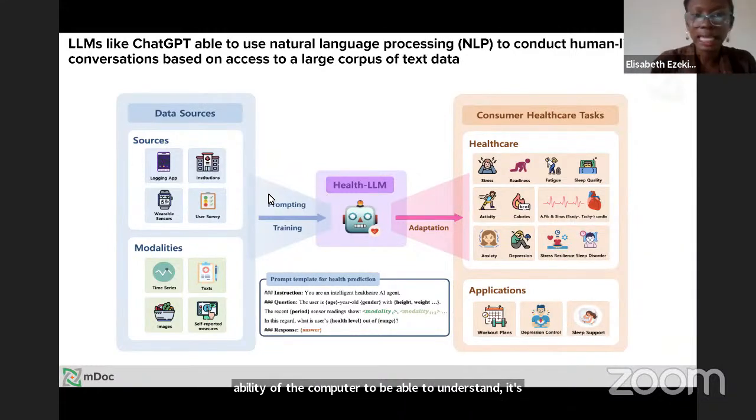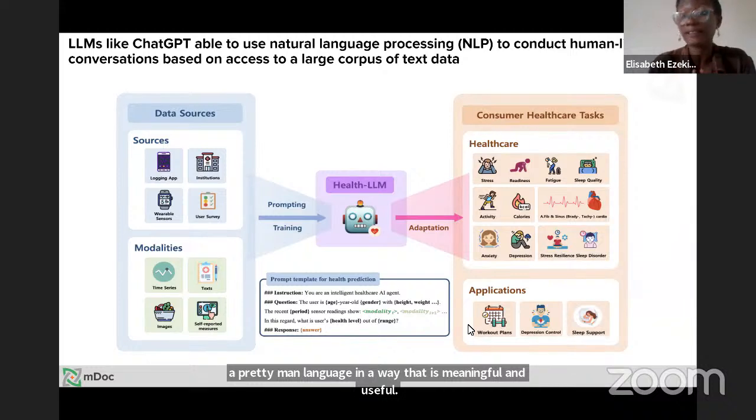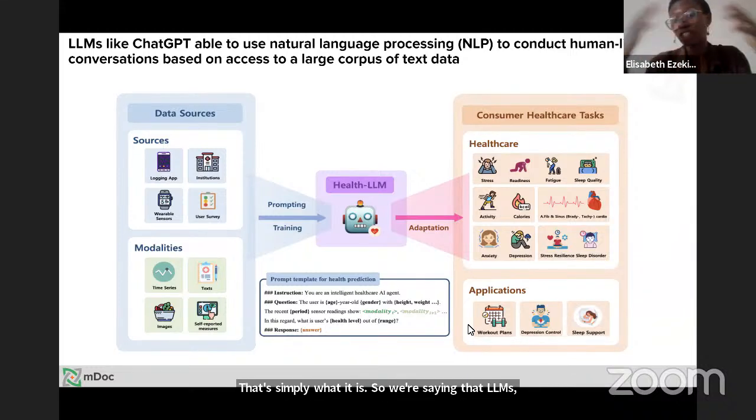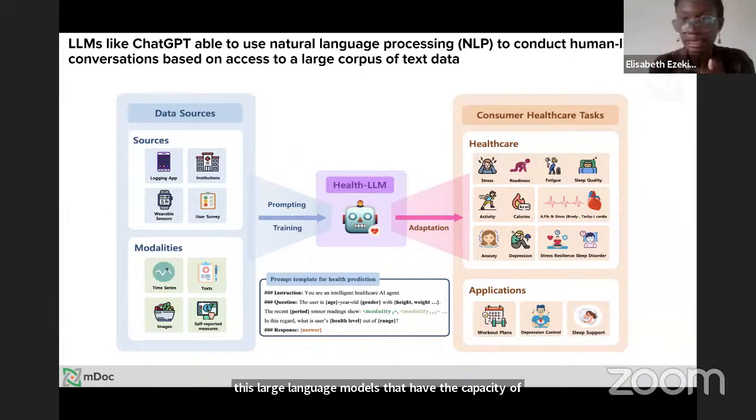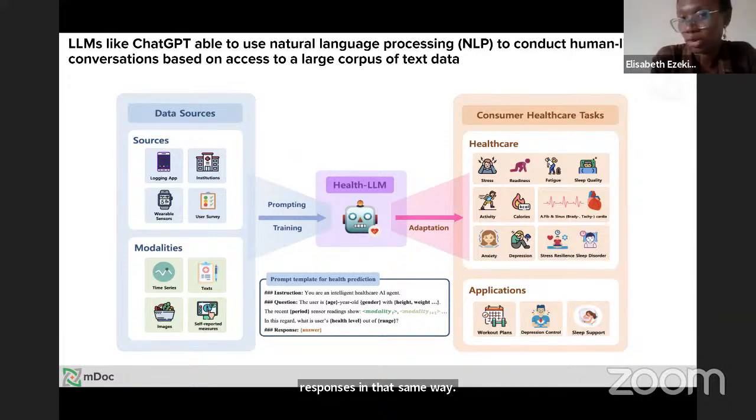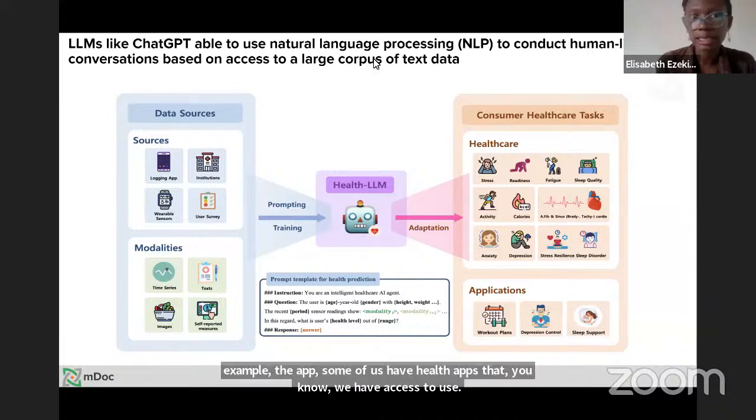So we're saying that LLMs, these large language models, have the capacity of being exposed to large training data sets, and are able to access this data and provide responses. In that same way, we've given an example of data sources that large language models can use. For example, the app. Some of us have health apps that we have access to and use. We can call data from these apps, right?